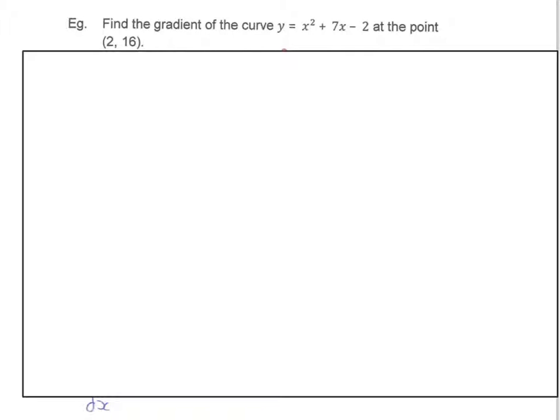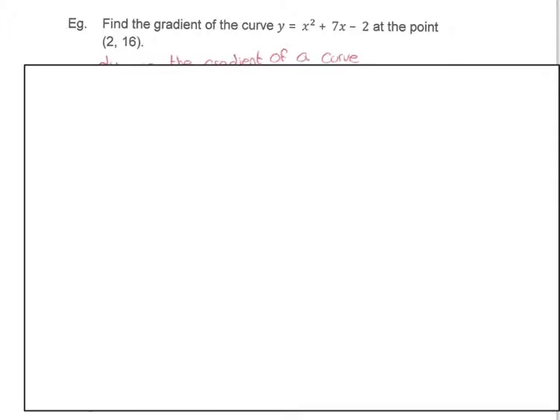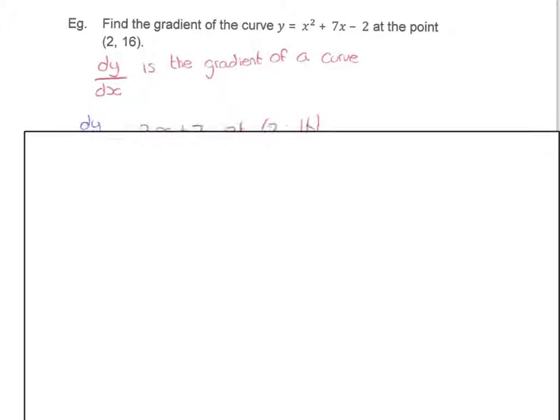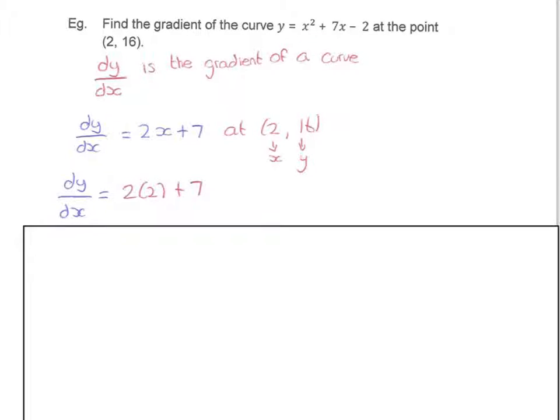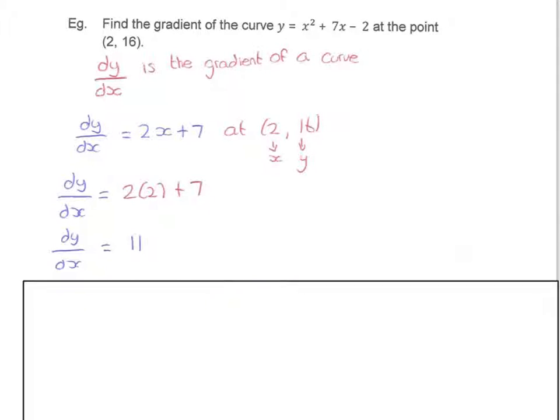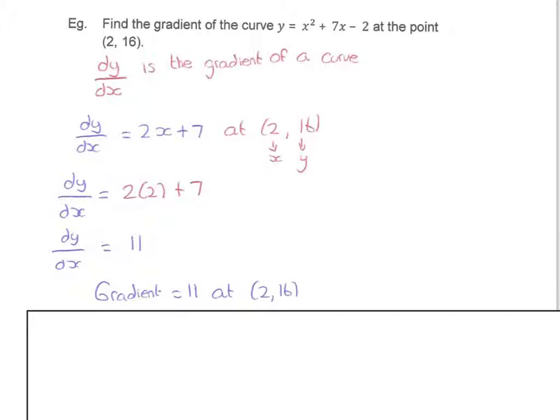So remember, differentiating, multiply down by the power and subtract 1 away from the power. So taking each of the terms in turn, we get dy by dx to be 2x plus 7. So that is the gradient of the curve, and we can find the gradient at any point, but the point we've been asked for is (2, 16). So we need to substitute the x coordinate into our equation. So dy by dx becomes 2 times 2 plus 7, which is 11. So our gradient of the curve is 11 at the point (2, 16).